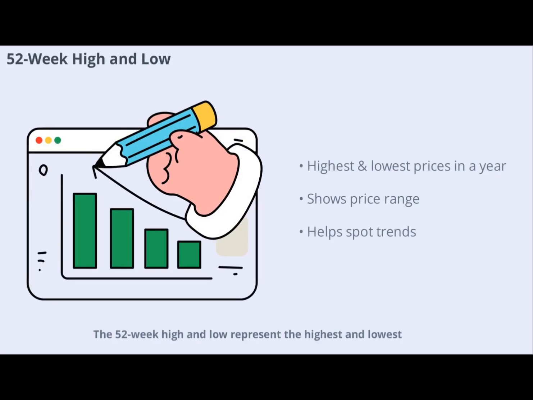52-week high and low represent the highest and lowest prices at which a stock has traded over the past year. These levels provide context for current prices and can help investors identify trends or potential support and resistance points. Monitoring these figures is useful for making informed trading decisions.